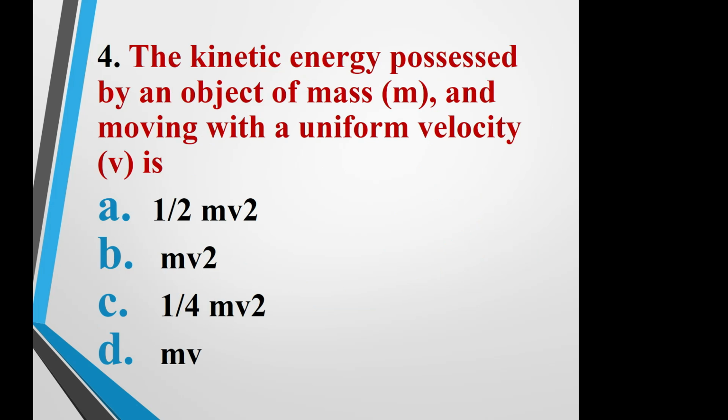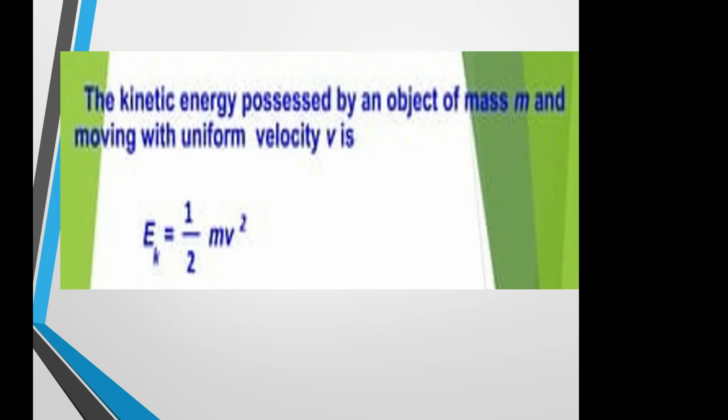Next question. The kinetic energy possessed by an object of mass m and moving with a uniform velocity v is: options A, half mv square; B, mv square; C, 1/4 mv square; D, mv. So the answer is half mv square. The kinetic energy E is equal to half mv square, 1/2 mv².